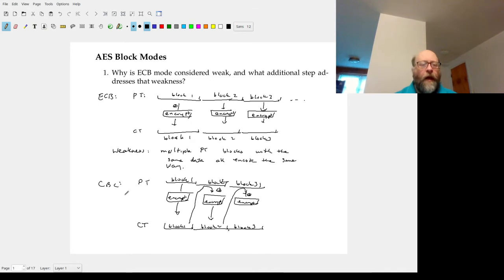So anyway, this defeats the repetitive issue that shows up in ECB mode. It's one extra step, but it provides a greater deal of security. Okay.